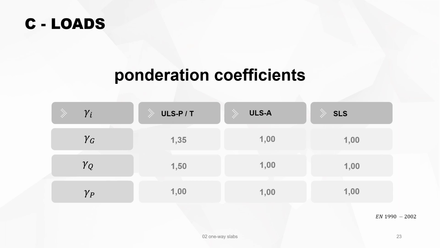The ponderation coefficients, the gamma coefficients: you will see here for each ultimate limit state and serviceability limit state the different ponderation coefficients. G means for the permanent loads, Q for the mobile loads, and P for the pre-stressing.